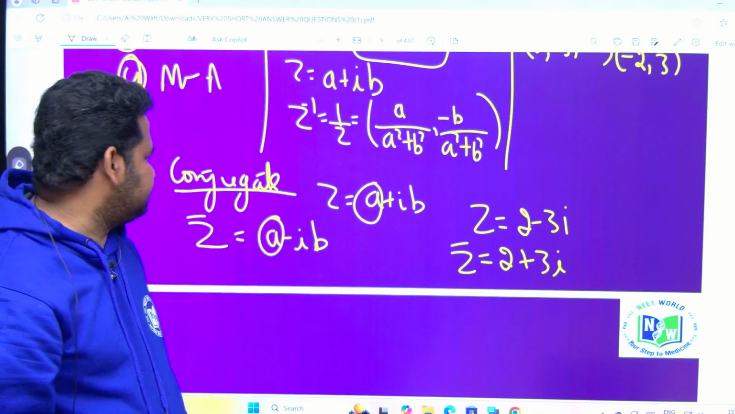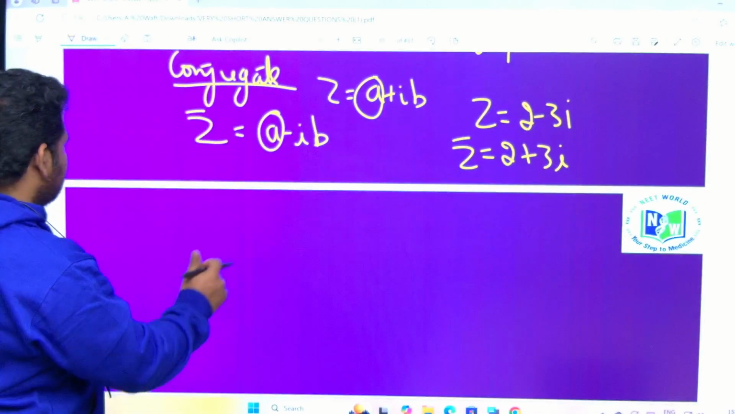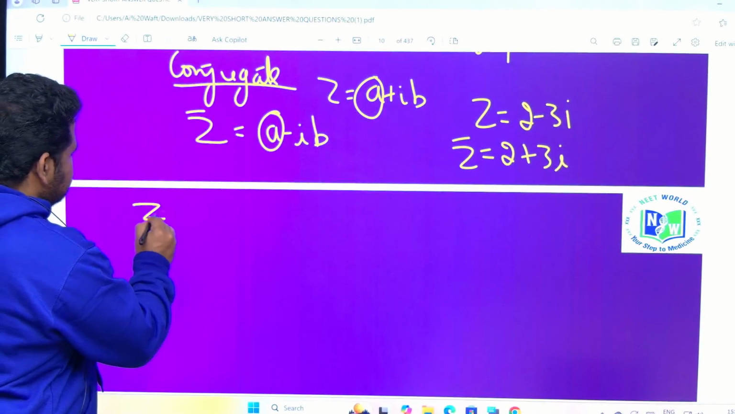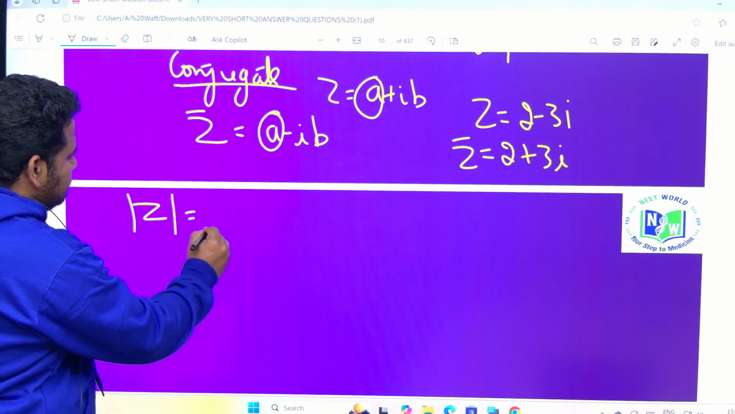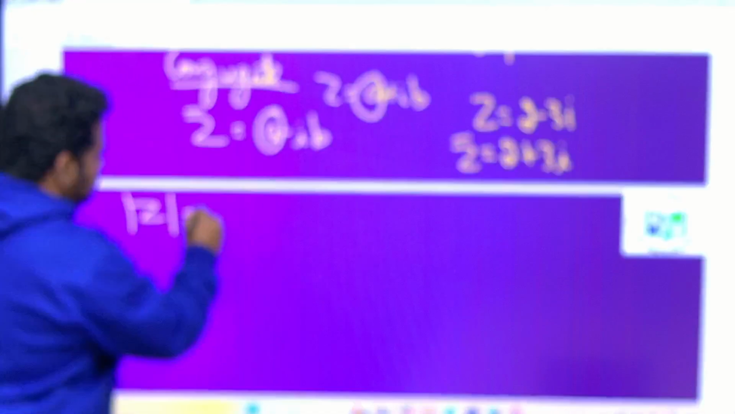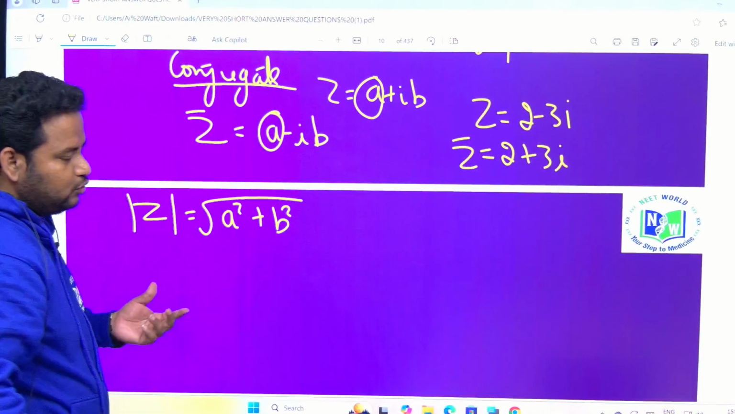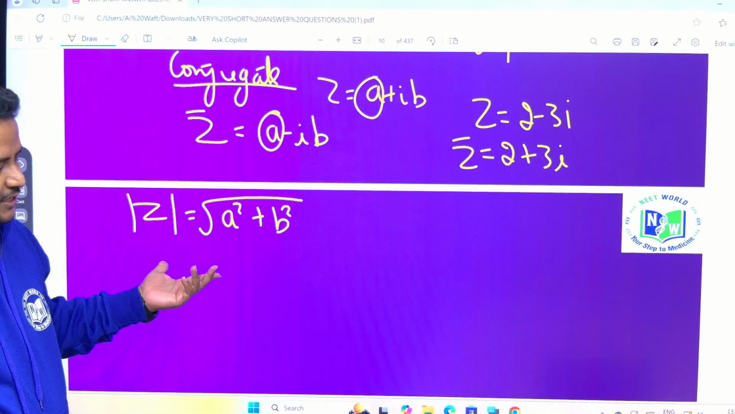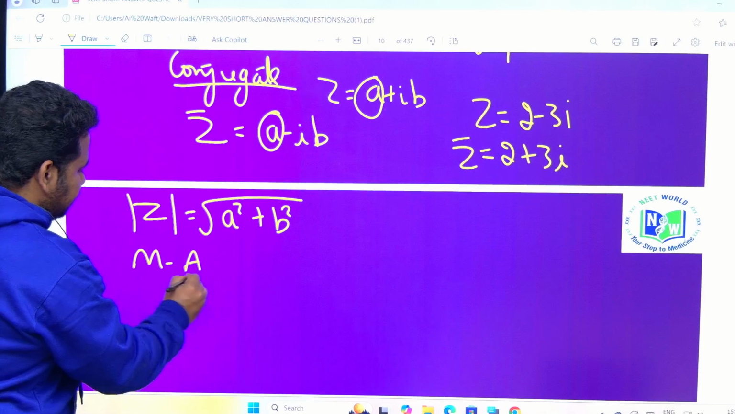Remember this, friends. Next, the modulus amplitude form. The modulus of Z, suppose the complex number is A plus iB only, is given by root of A square plus B square. Now, how do you represent the modulus amplitude form?